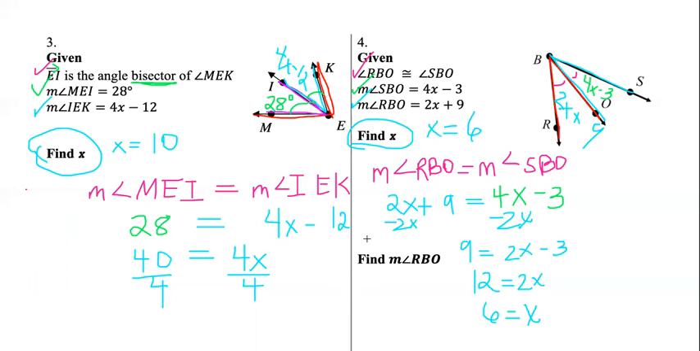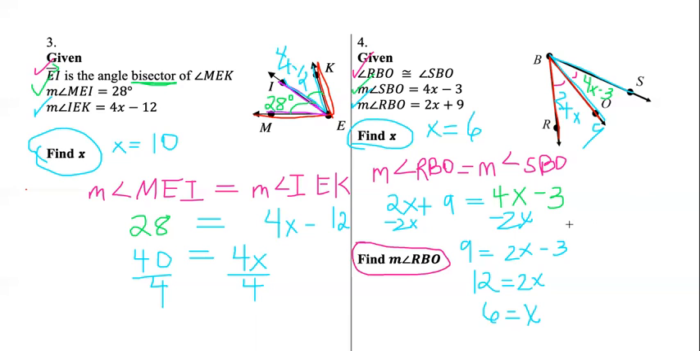All right, the last thing for this lesson is to find the measure of angle RBO. How do you think we should do that? Any ideas? It says find the measure, so they want an actual value, degrees. Like over here, it said the measure of angle MEI is 28 degrees. They want us to find the degrees, the measure of angle RBO.